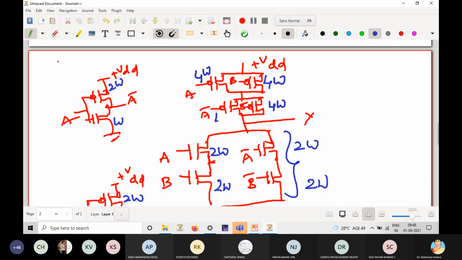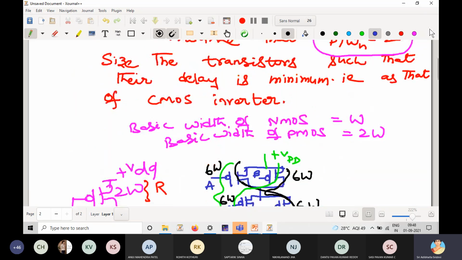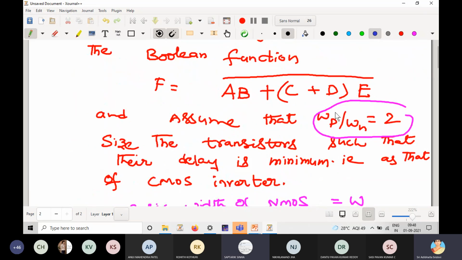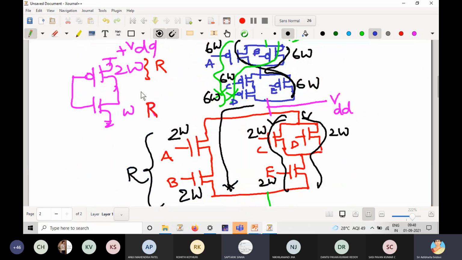Yes, ma'am. 4W, 4W, that's all. 4W is for PMOS, ma'am. I didn't understand how we are getting that. See here, what is the PMOS basic width? WP by WN equal to 2. So its basic width is 2W for the symmetric inverter.